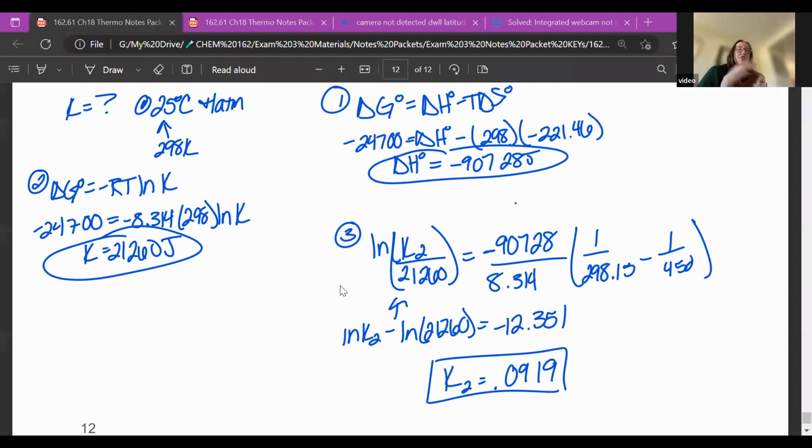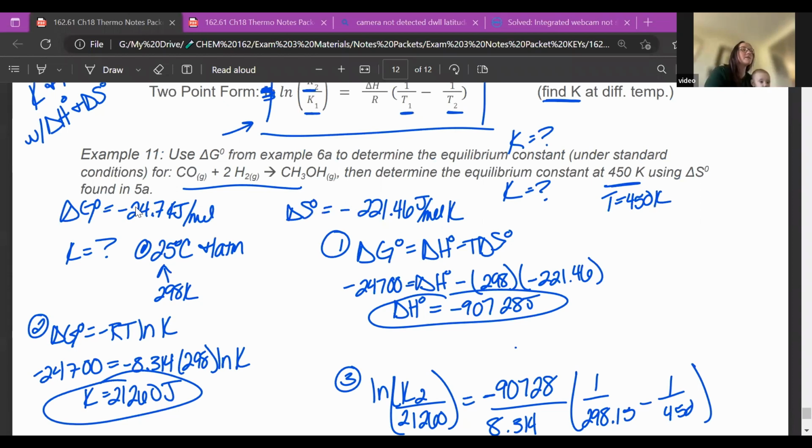Okay, the negative delta G means it is spontaneous at normal temperature, so at 298 K. That also goes along with the K value that I found here, because K is 21260, so it's positive, it's really, really big. That means it is favored in the forward direction. Delta S is negative, and I get delta H is negative, so if they're both negative, it is temperature dependent.